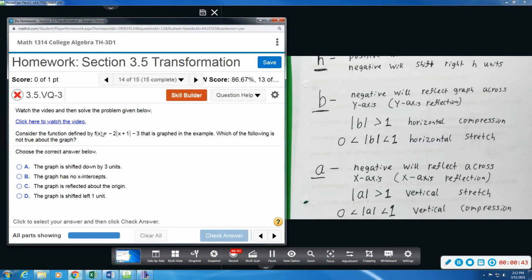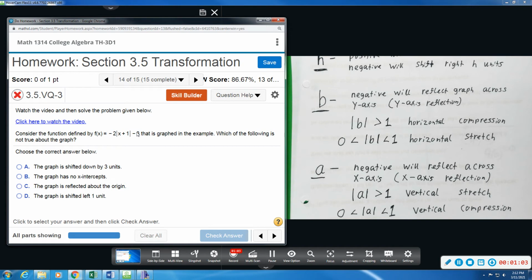14 says, watch the video. We're going to consider the following function, negative 2 times the absolute value of the quantity x plus 1, close absolute value, minus 3. This is graphed in the example. Which of the following is not true?